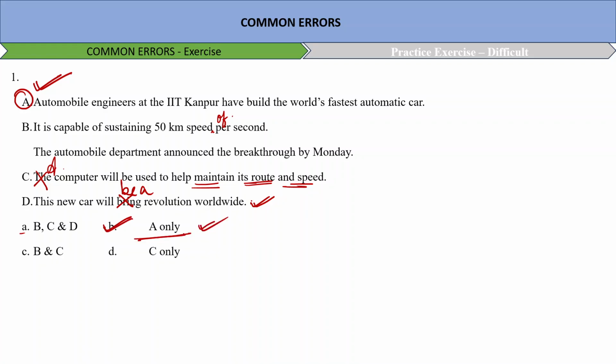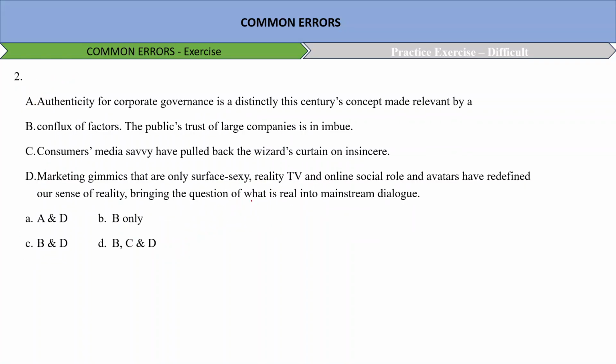I hope you understood the pattern, how you have to identify and choose the most appropriate option. Let's move to the next question.